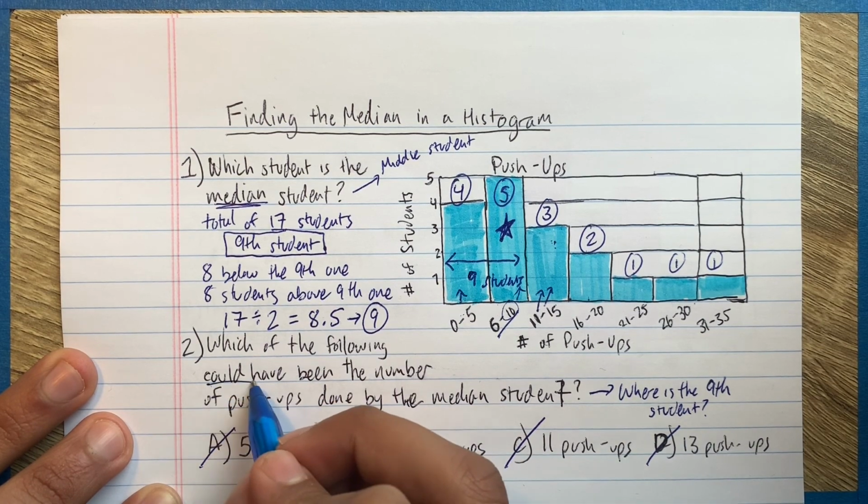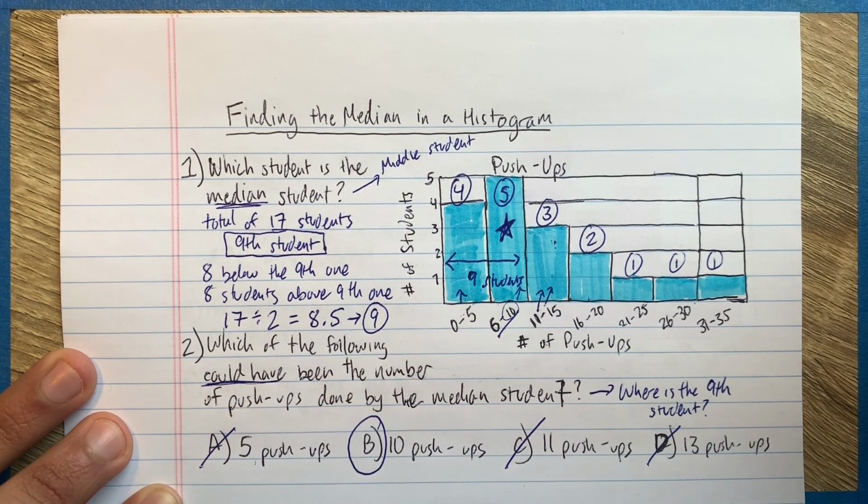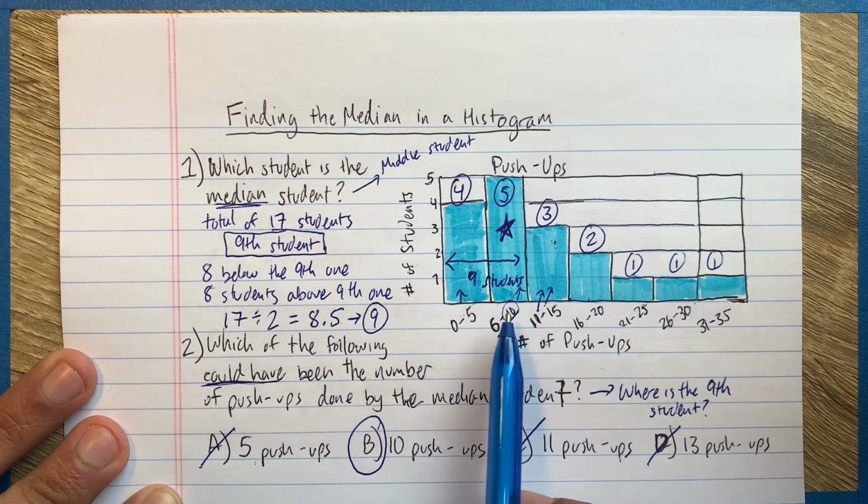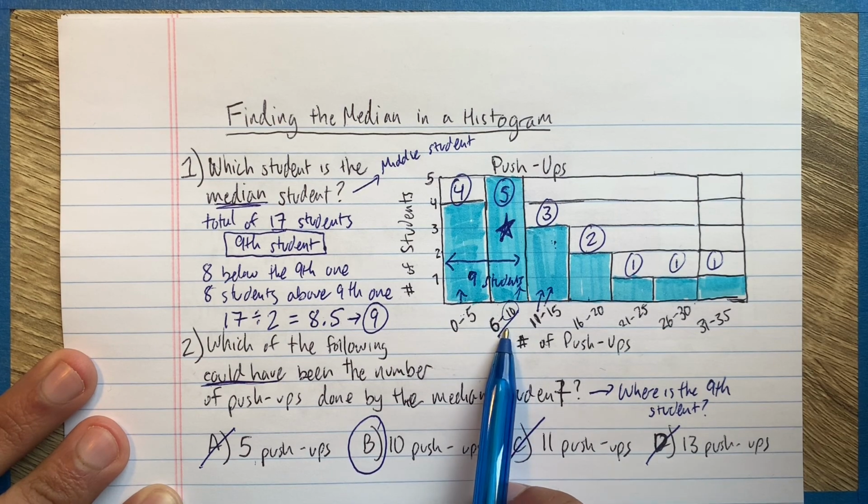Now, remember, this is just a number that could have been done by the 9th student, by the median student. The 9th student could have done only 6, or only 7, or only 8, or only 9, or 10. We don't know the exact number that the median student did.